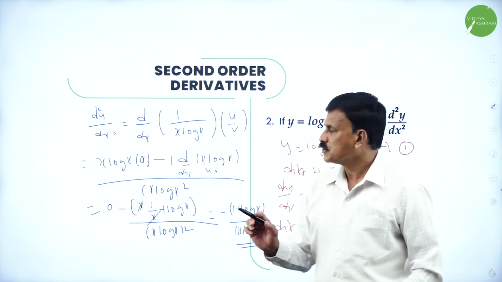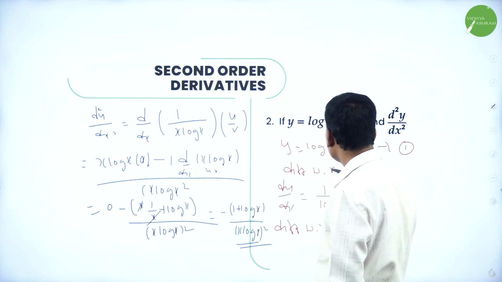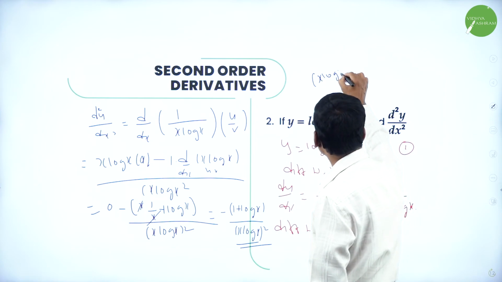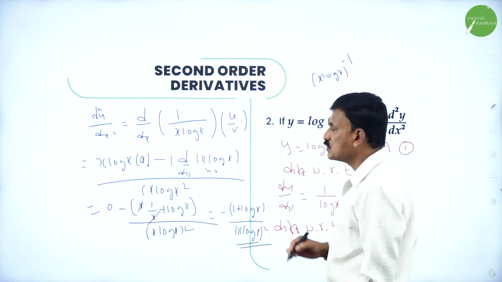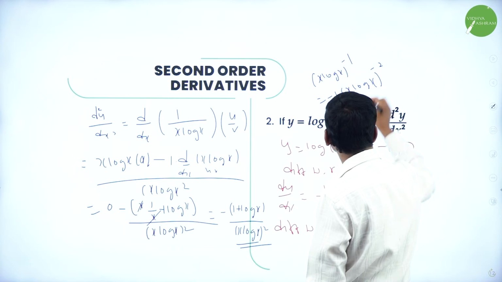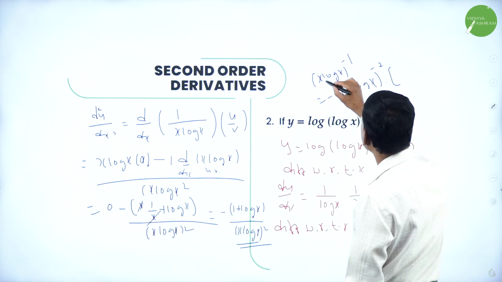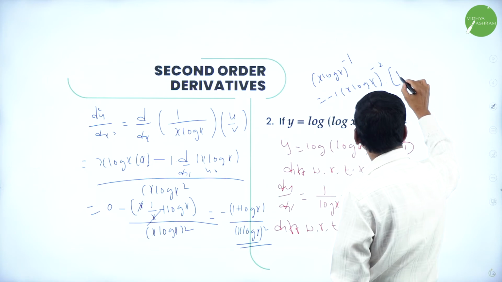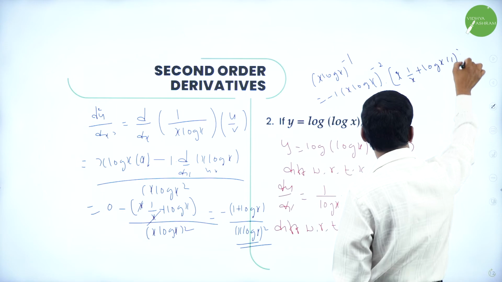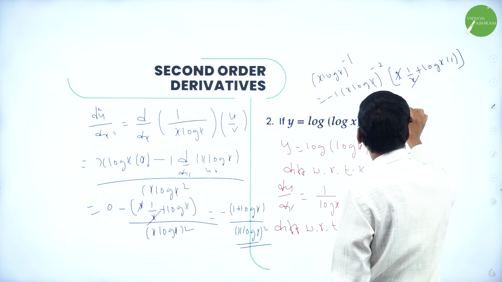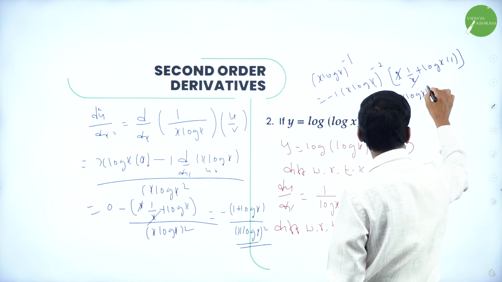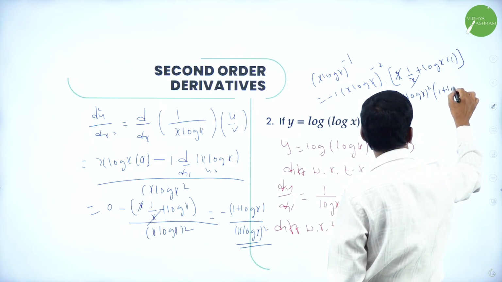Otherwise, you can also differentiate by taking this to the numerator, (x log x) to the power of minus 1. So here n is equal to minus 1, (x log x) to the power of minus 2, into d by dx of the inside function: x is x as it is, differentiation of log x is 1 over x, plus log x into differentiation of x is 1. These two get cancelled. So minus 1 over (x log x) whole square into this, which is 1 plus log x.